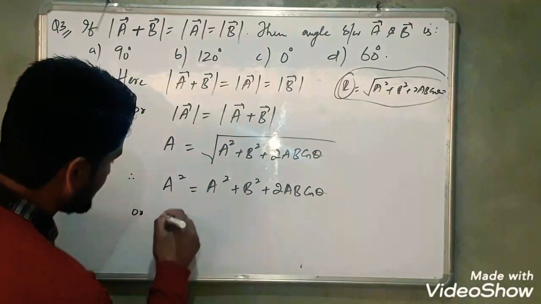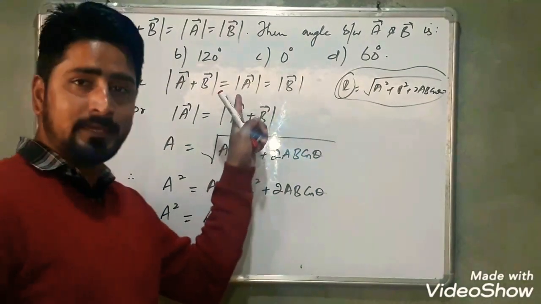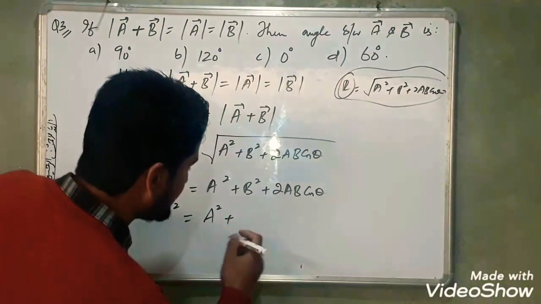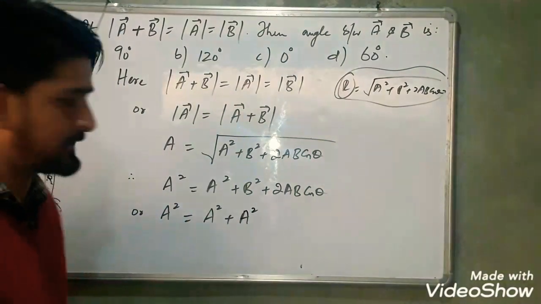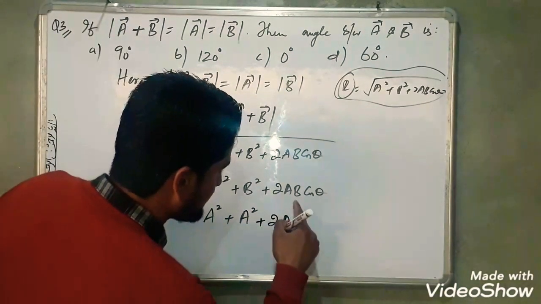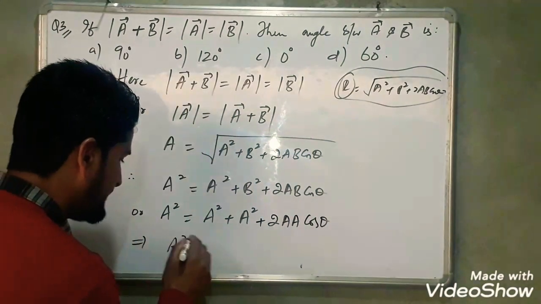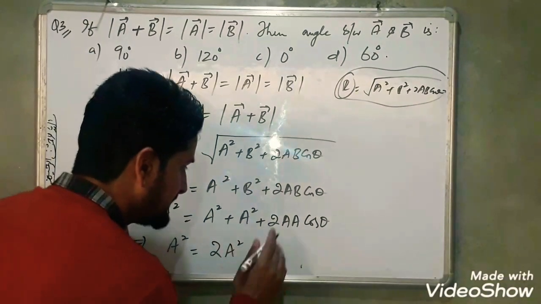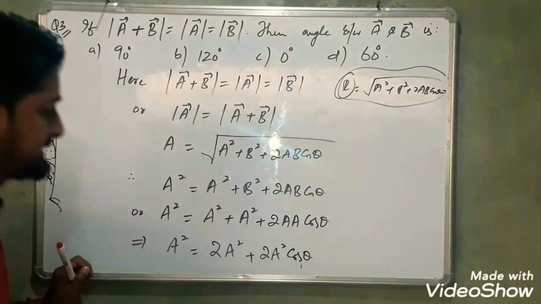And here we can write A square is equal A square plus B का जो magnitude है वो एक A के ही बराबर है, because magnitude of A is equal to magnitude of B. It is a given condition. So therefore हम B के बदले भी लिख सकते हैं A. So it is A square. B square can be written like A square, because B and A are equal in this question. Equal twice A, और B के बदले again A लिखो cos of theta, implies A square is equal A square plus A square, it is twice A square plus 2A into A, it is 2A square cos of theta.